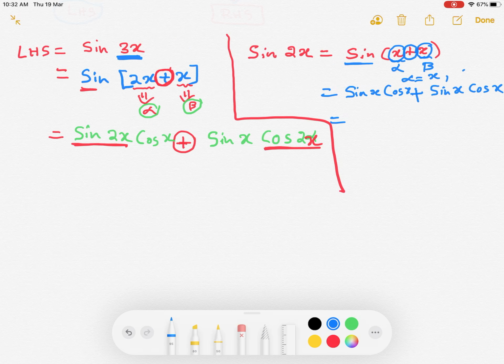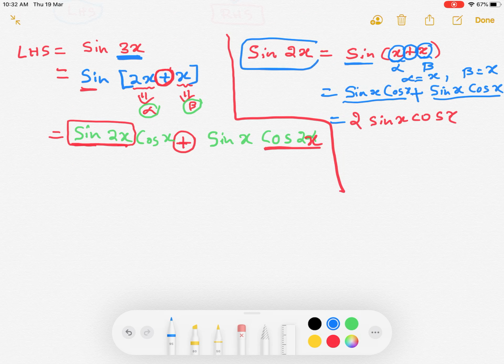Now alpha is equal to x and beta also x. Now sine x cosine x, what is that? 2 times sine x cosine x. Now you got sine 2x. Sine 2 times x is equal to 2 sine x cosine x.